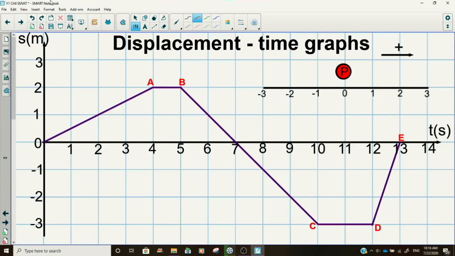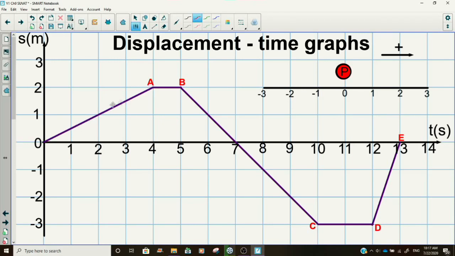Okay, so here's an example of a displacement time graph. Now in the vertical axis we have displacement, and that's measured in meters, and that could be both positive and negative. And in the horizontal axis we have time, and that can only be positive. Okay, we're not going to deal with negative time. So here we have the journey of a person, we'll say, and they start off at home. So t is 0, displacement is 0, and then they travel 2 meters till they get to the point A. That takes them 4 seconds.